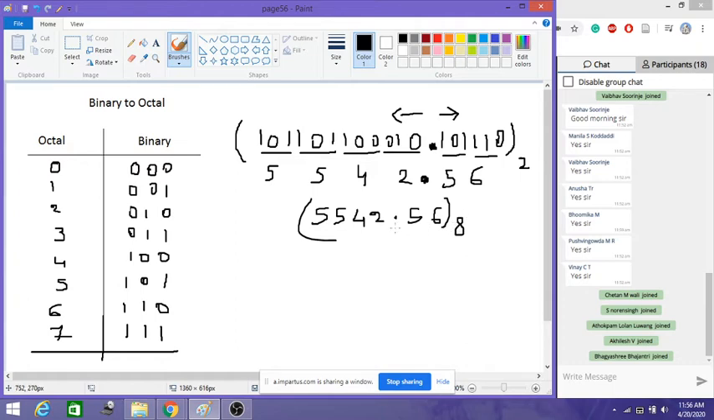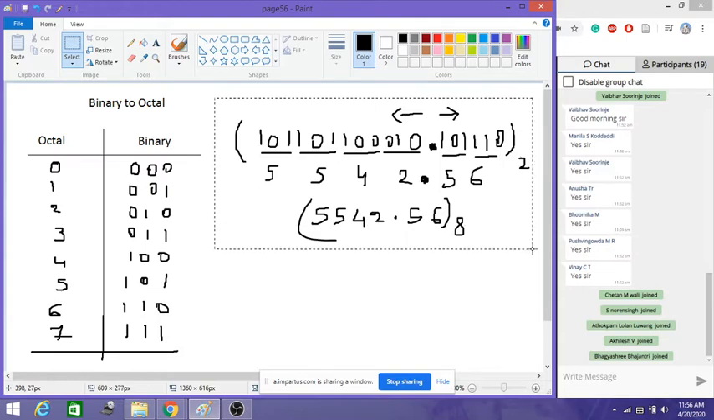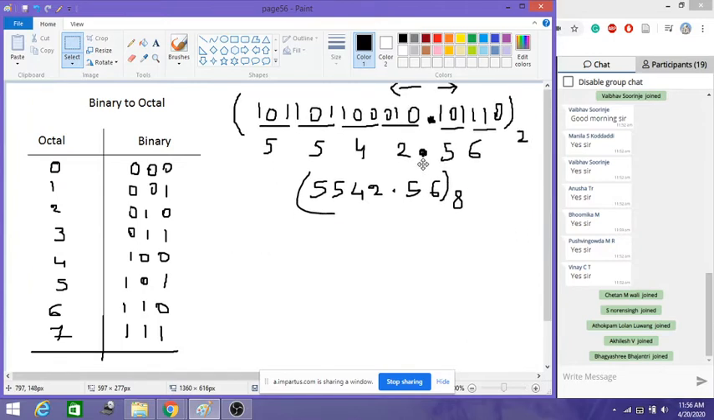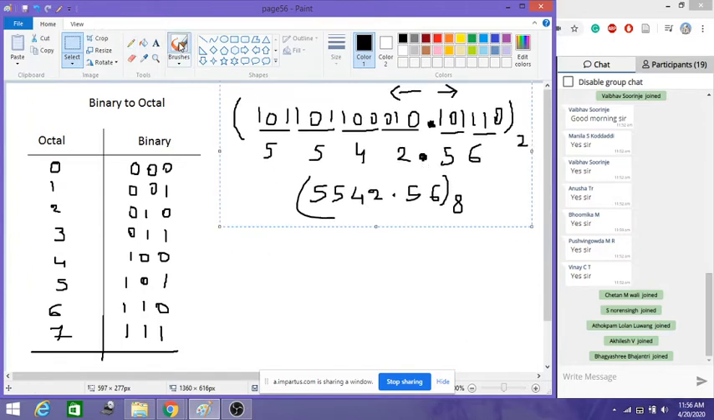Now let us take another example. I'll clear this. Hope you have understood this example. Any issues, please ask right now. Let me shift this here, I'll not delete it. Let me take another example here. For example, I'll take 1 0 0 0 1 0 1.